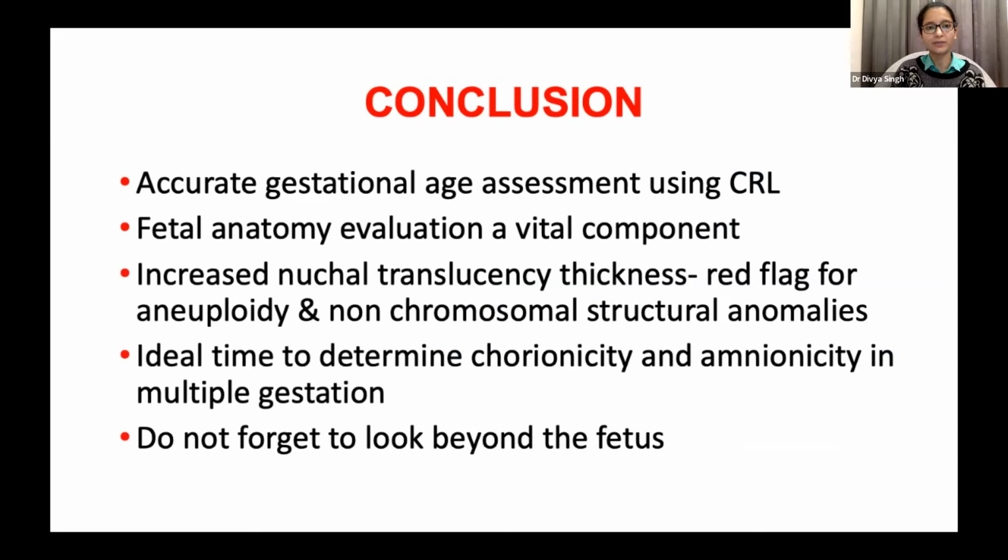So with this, I come to the end of the presentation. I hope I've driven home the message that 11 to 14 weeks is a good time to measure the CRL and accurately assess the gestational age of the pregnancy. Besides looking for nuchal translucency, which is a marker for fetal aneuploidy and fetal structural abnormalities, one should look for other things like the fetal anatomy itself. In multiple gestation, 11 to 14 weeks is a good time to determine chorionicity and amnionicity, and it is something that you must do in every case of multiple gestation. And please do not forget to look beyond the fetus, because that might hold important information as well. Thank you.